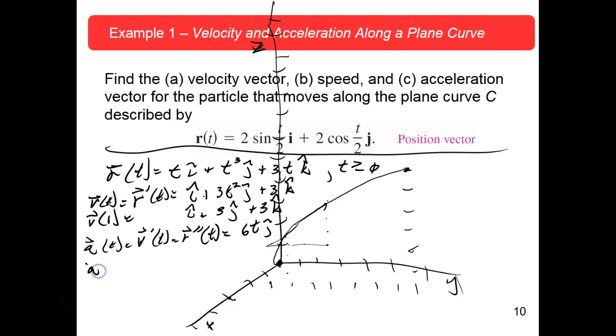What would be your a of 1? 6j. Okay. So the acceleration would be just 6 units this way. All right. That tells me almost nothing, but it is what it is. Okay. So anyway, let's see if the book got them right.